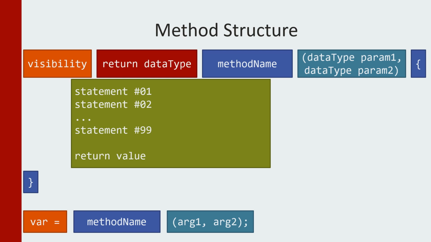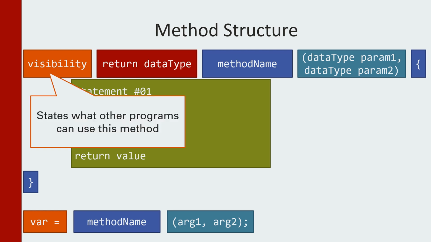This is just the syntax for methods. So basically there's something called visibility, which states where else in the program you can use this particular method. So a word like public tells you that it can be used anywhere. And we've seen that before with the main method, public static void main.